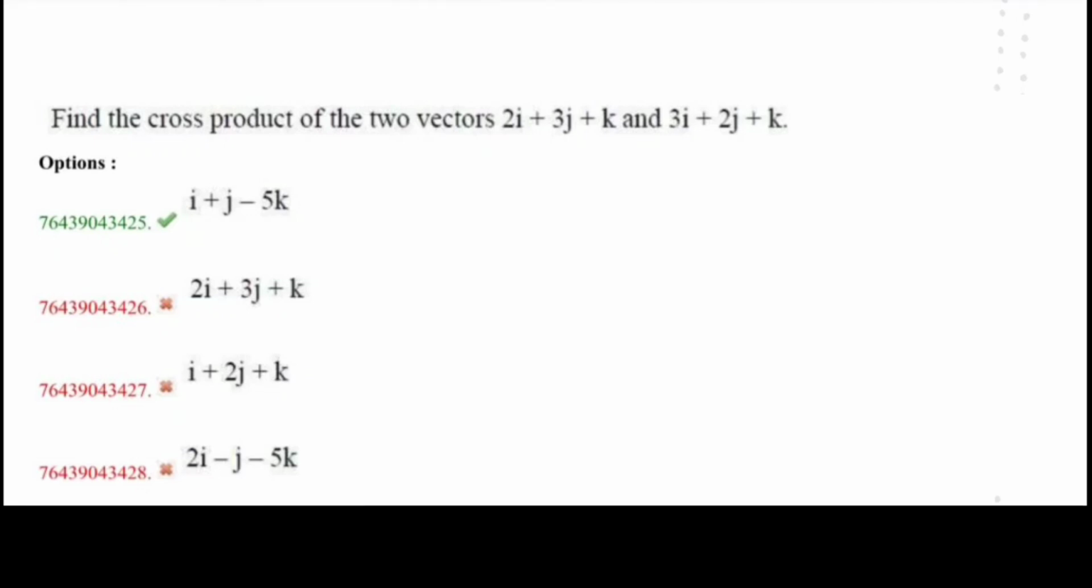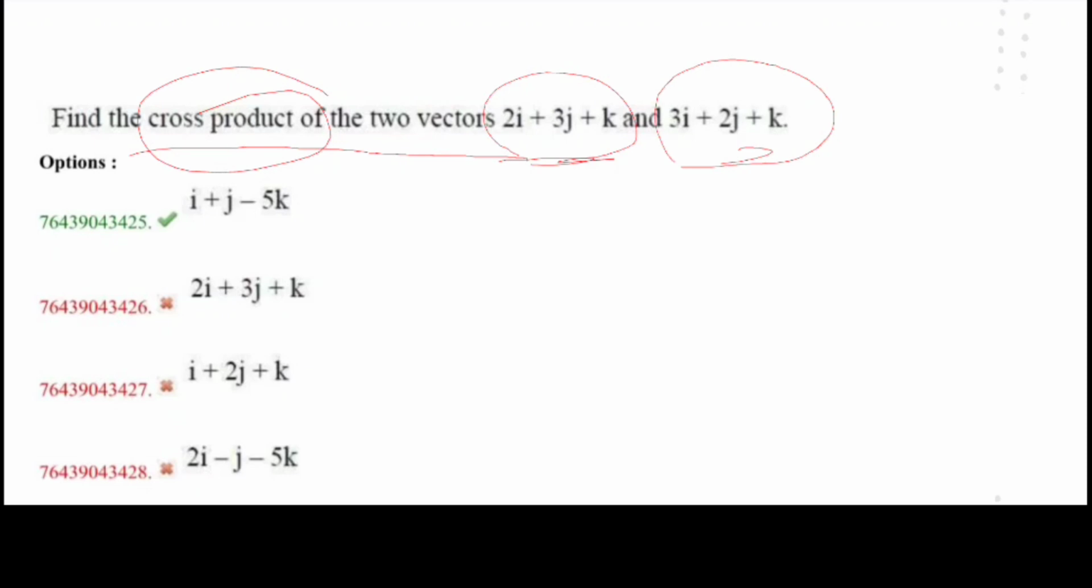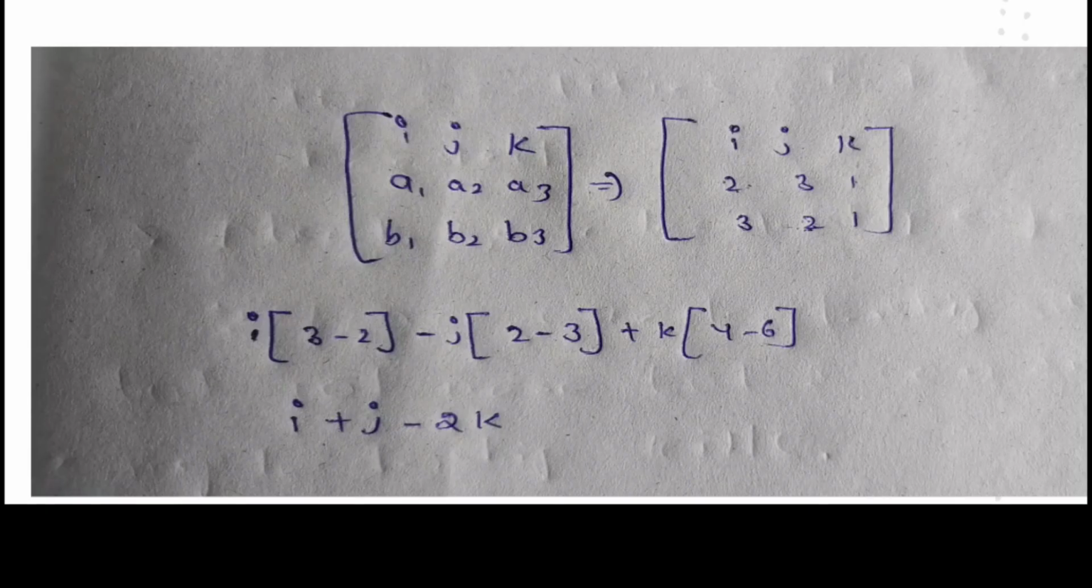Here the next question reads, find the cross product of two vectors. He has given two vectors and he is asking to find the cross product of both. The vectors are, first vector 2i plus 3j plus k, and second vector 3i plus 2j plus k. So here he has given some options. First option i plus j minus 5k, second option 2i plus 3j plus k, third option i plus 2j plus k, and fourth option 2i minus j minus 5k. Now let's see the answer, how to find the cross product of two vectors.